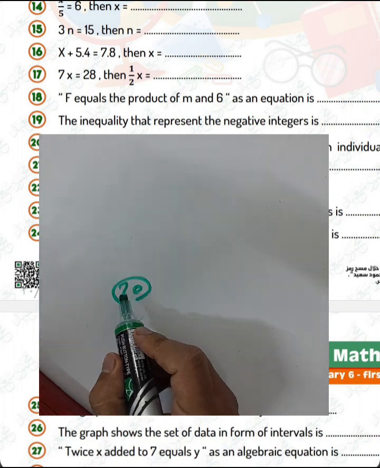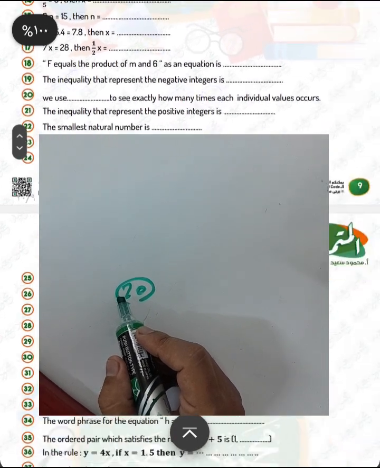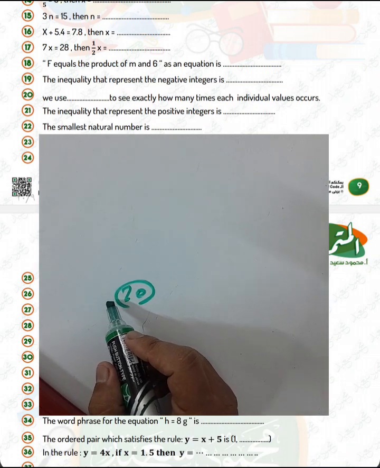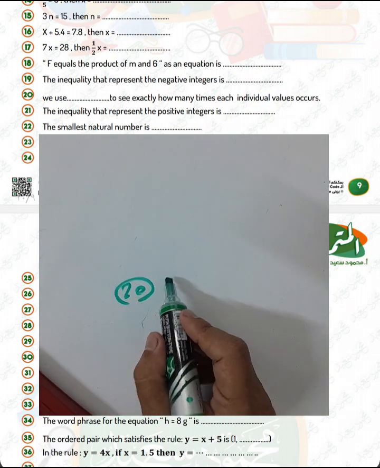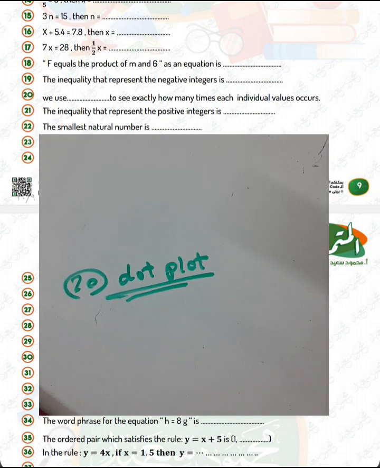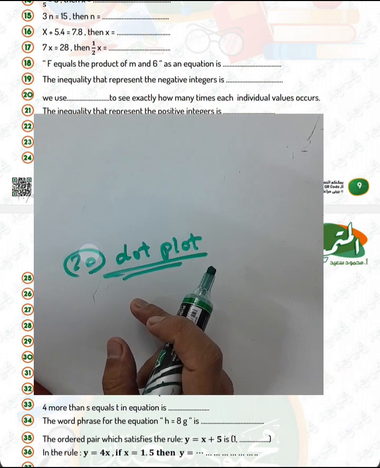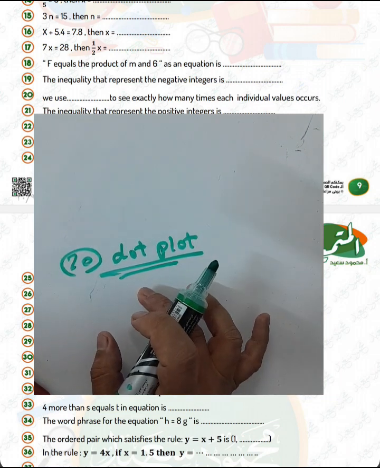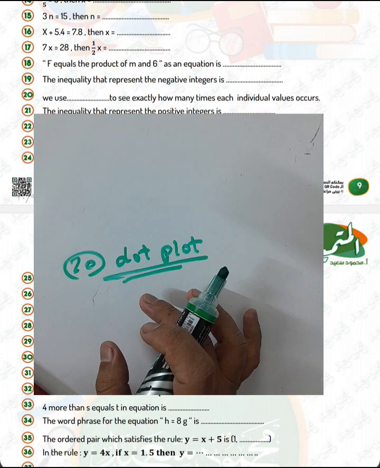Question 20. We use a graph to see exactly how many times each individual value occurs. We can use here the mode. But using what to see exactly how many times each individual value occurs, the most repeating? Use a dot plot. Okay, we can use a dot plot. It's a graphical, easy method to find the mode. It means the number that is the most repeating. Look at the dot plot to find the mode, the number the most repeating, or we can find each individual value occurs.